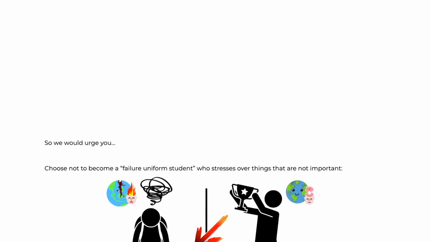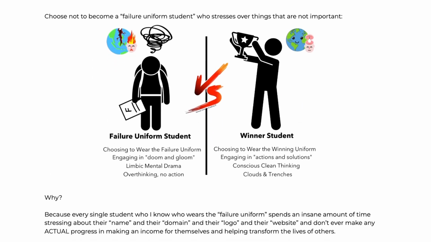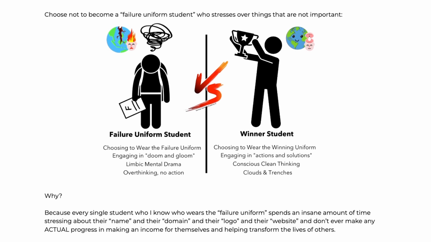So I would urge you to choose not to become a failure uniform student who stresses over the things that are not important. This is very important. We deliberately use the word choosing because it is absolutely a choice whether or not you decide to wear the failure uniform: being a student who engages in the doom and gloom, the whining and the complaining, being in the limbic mental drama in which your mind is telling you the world is ending.